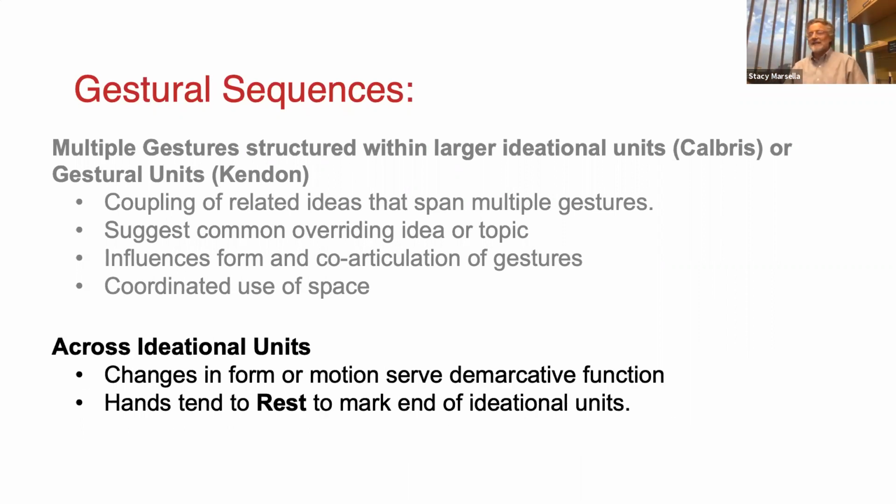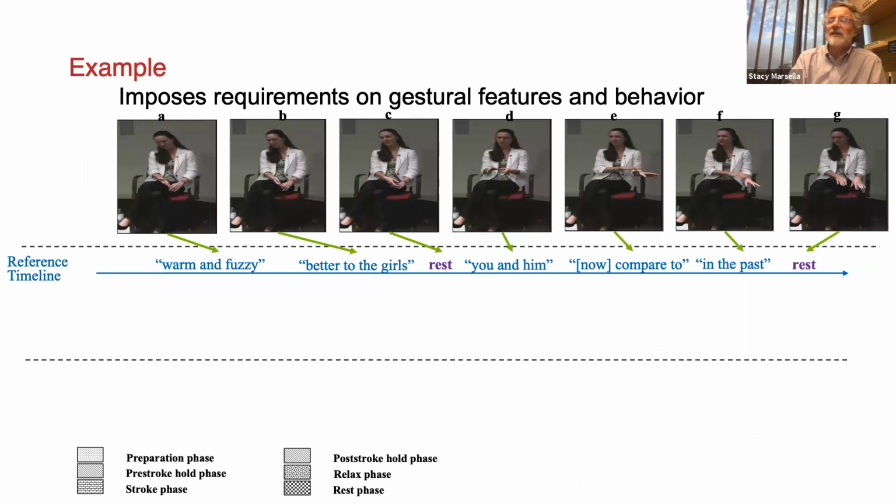Whereas across ideational units, you'll see this demarcative function where there's a change in form or motion, or there's a tendency to drop the hands to a rest position, which is essentially a period or end of paragraph in terms of the gesturing. And you can kind of model this.